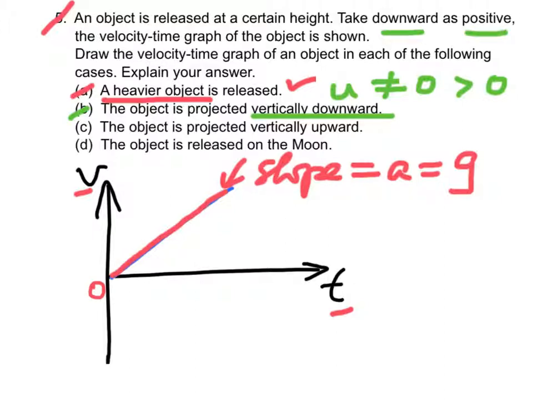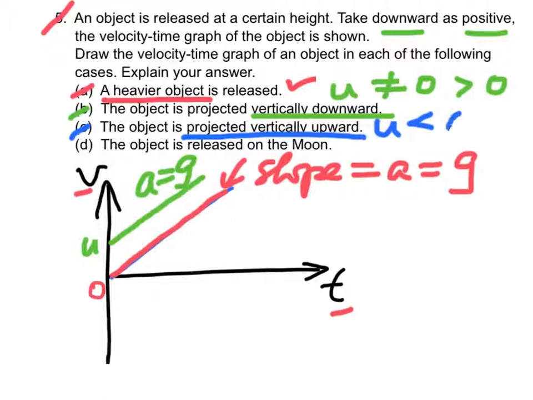Therefore, we have the graph. Notice that the new graph has the same slope as the previous one because the acceleration is still equal to g. Part C. If the object is projected vertically upward, that means u is smaller than 0. That means u is negative. Hence, we have the new graph. Again, the new graph has the same slope as the previous one because a is still equal to g.